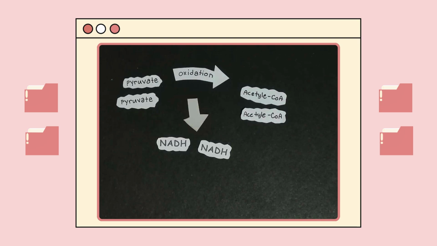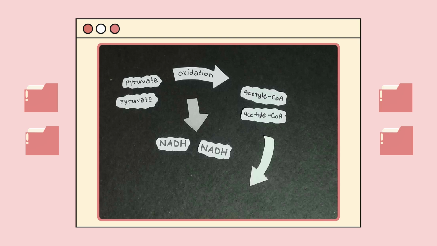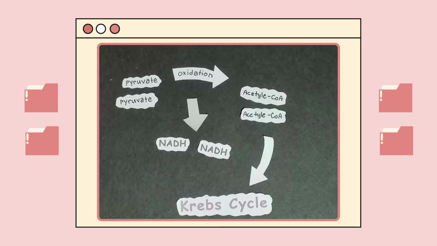NADH is a coenzyme and plays a role in generating energy, which will be used later in the next few stages. The 2 pyruvates will undergo oxidation and produce 2 acetyl-CoA. Upon oxidation, it also produces 2 more NADH. The 2 acetyl-CoA will now go to the next stage, which is the Krebs cycle.